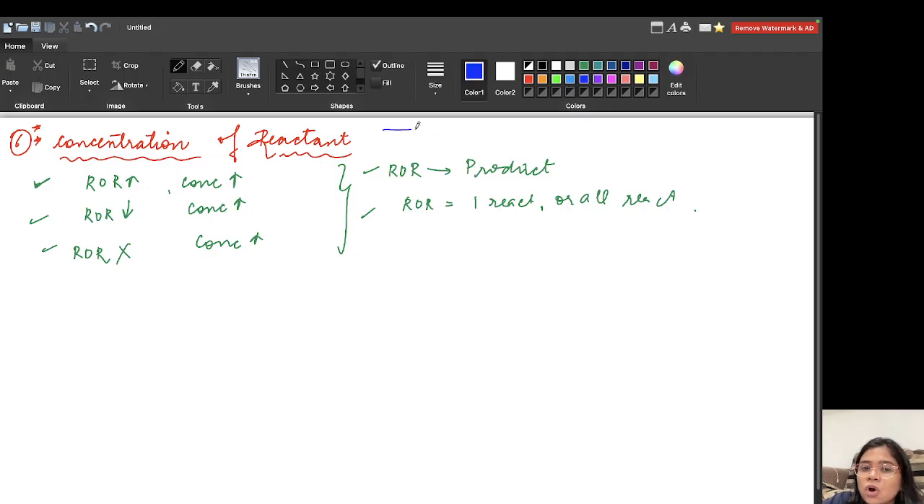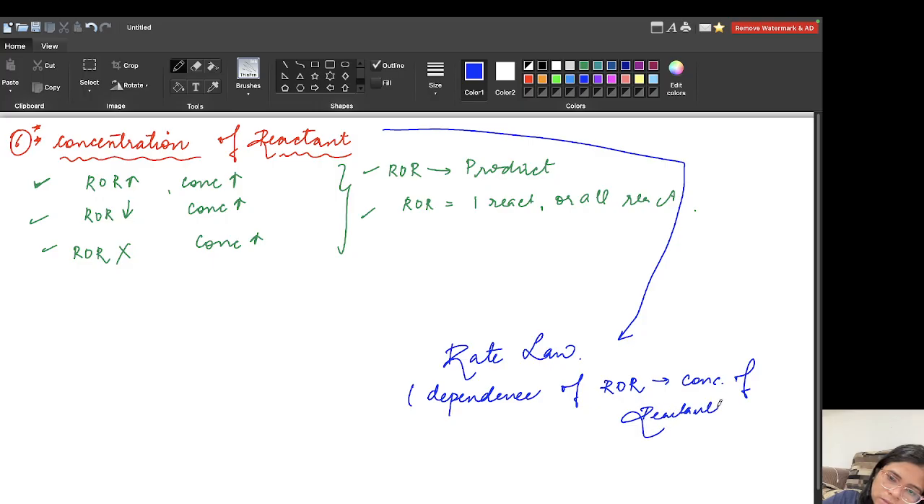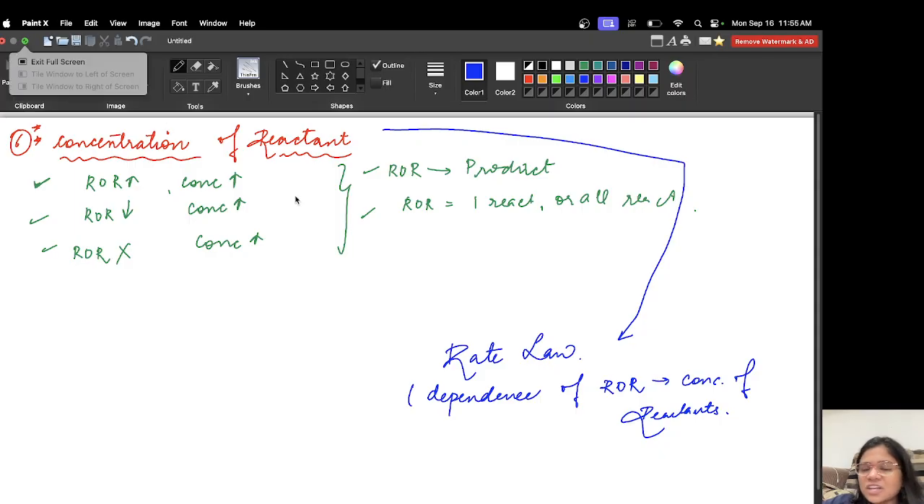So for solving this particular puzzle, there is one thing which is called rate law. And what does rate law do? It predicts how the rate of reaction depends on the concentration of the reactant or the product. Okay, so we will be studying rate law in your next video.